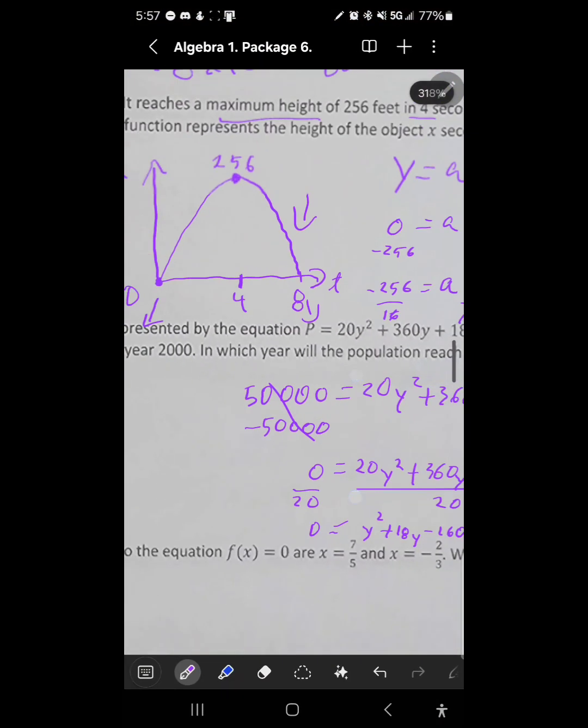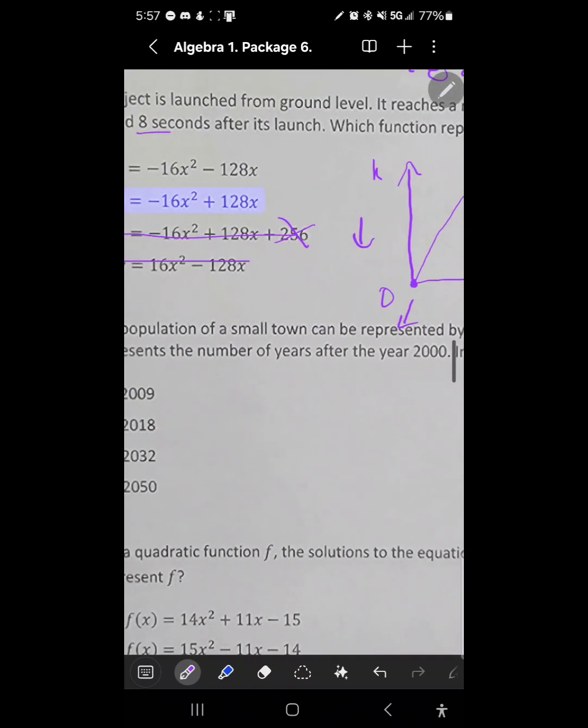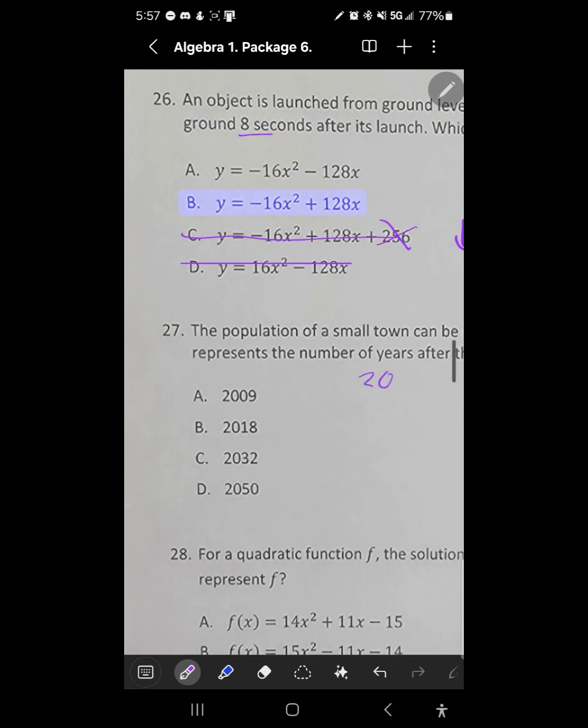And you remember this is the number of years after 2000. So it'll be 2000 plus 32, which will be 2032, and that's option C.